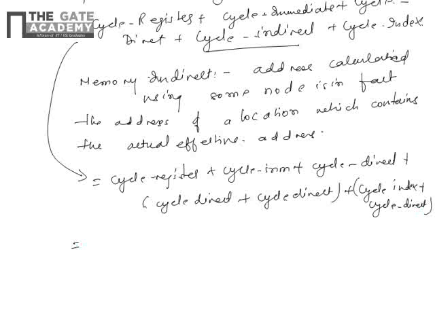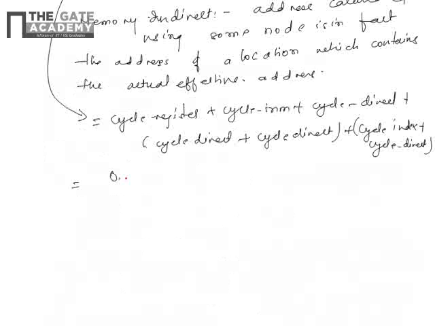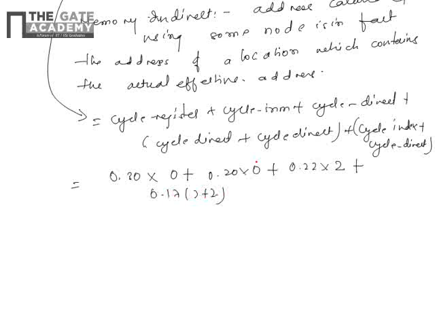Now, what is the frequency? It is 0.30, so it will be 0.30 into the number of cycles. If it is in the register, it will be 0. If it is within the instruction itself, then it is also 0. So frequency 0.20 into 0, plus for direct it is 22, so 0.22 into 2, because two cycles are required if an operand is to be read from the memory. Then 0.17 into 2 plus 2. Then 0.11 into 1 plus 2.